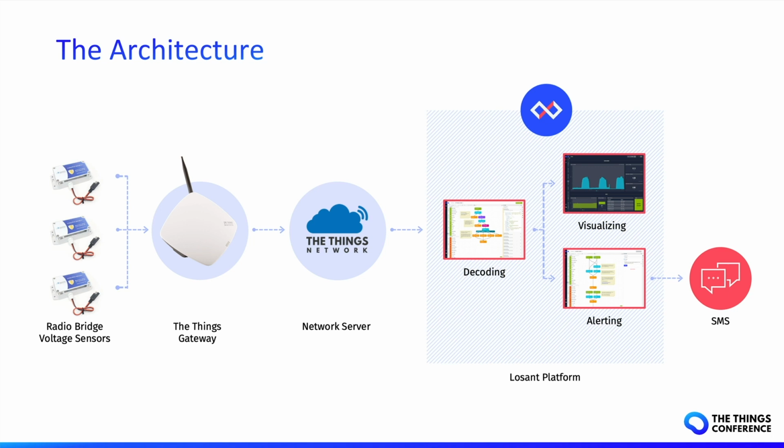So returning back to the architecture one last time, just to recap what we've built today, we're receiving information from the network server, decoding it, visualizing it, and then we've implemented that multi-tenant alerting so that the correct user gets a notification based on the devices that they own.